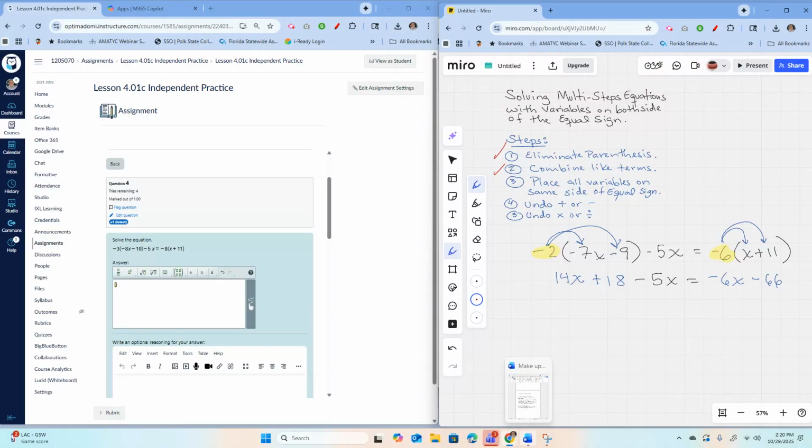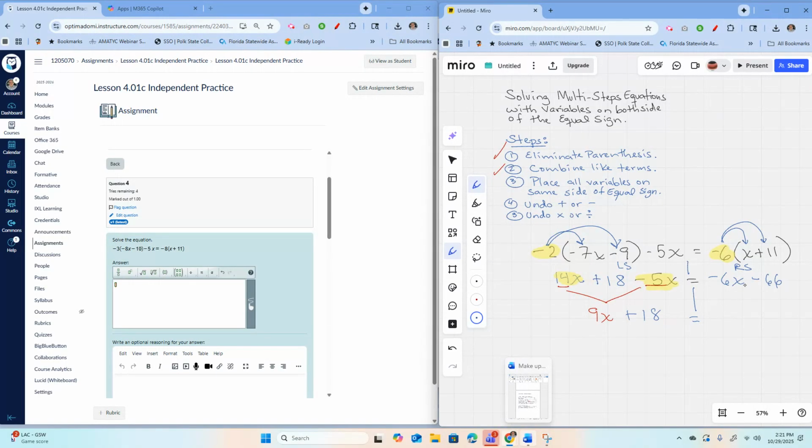Step number 2, combine like terms. Remember that the equal sign splits the equation in 2 sides, left side and right side. On the left side, you're going to start combining those terms that are alike. For example, the 14x is alike with the minus 5x because those two have in common the letter x. So what you're going to do, add the numbers in front of the x's. So 14 plus negative 5, that will be 9x. Now keep the plus 18 because we haven't used it, and bring down the equal.